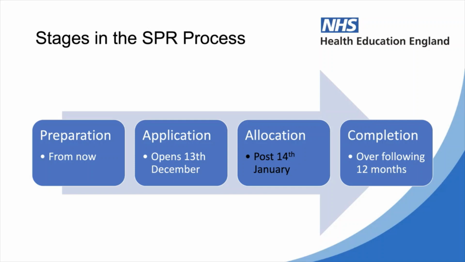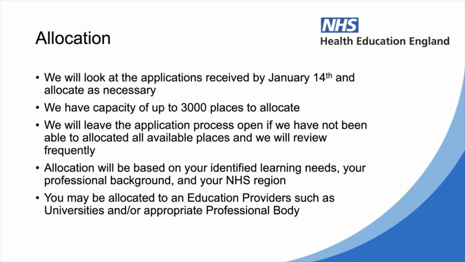As I said, the allocation will be post the 14th of January. And we will look at all those applications received by that date, and we will allocate as necessary. We have capacity of up to 3,000 places to allocate. Which is one of the reasons why we're reasonably confident that we will be able to run a number of rounds. One of the things that we don't really know at this point in time is actually how many individuals are out there in practice who might fulfil the requirements of the supported portfolio route.